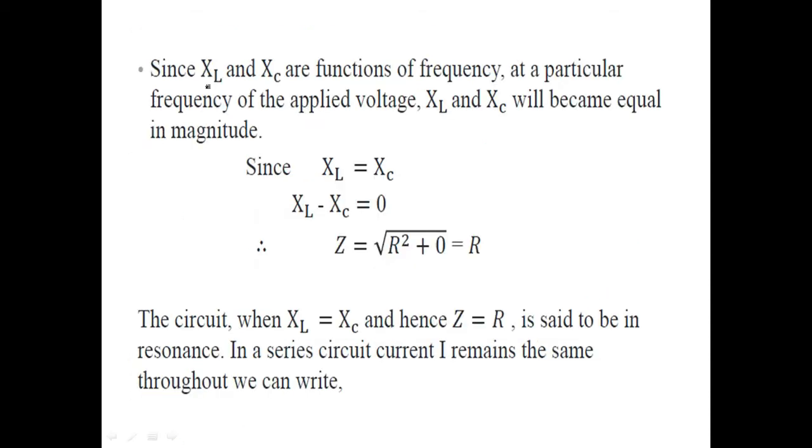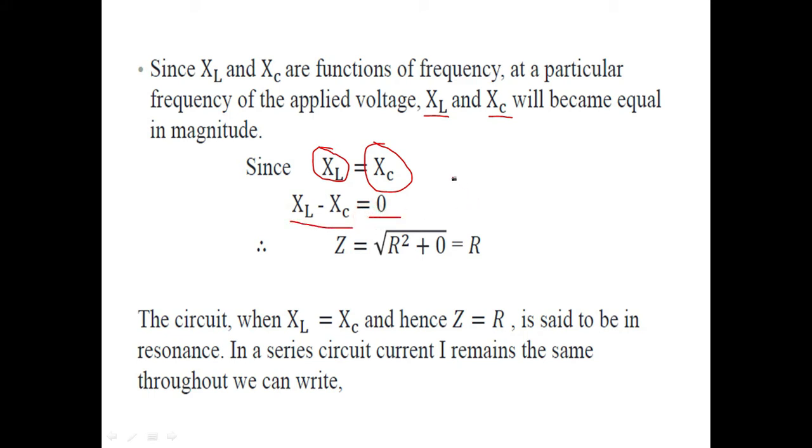XL and XC are functions of the frequency. At a particular frequency of the applied voltage, XL and XC will become equal in magnitude. And once the inductive reactance and the capacitive reactance are both equal, their subtraction XL minus XC is equal to 0.